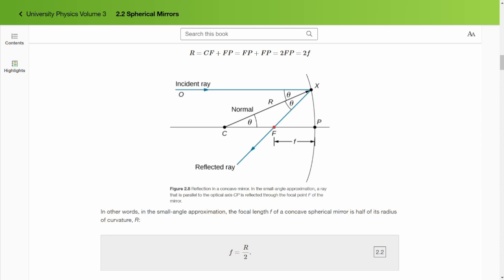What you see on the screen here is the formula relating the focal length of a spherical mirror to the radius of curvature of the spherical mirror. That is, F is equal to R over 2. I do recommend looking it up in section 2.2 and following the geometric reasoning, including the role that the small angle approximation, also called paraxial approximation, plays in the derivation and how that is related to what we call spherical aberration.